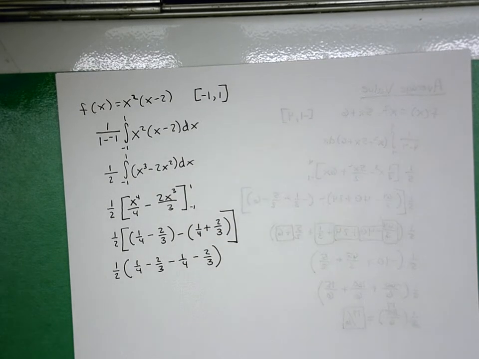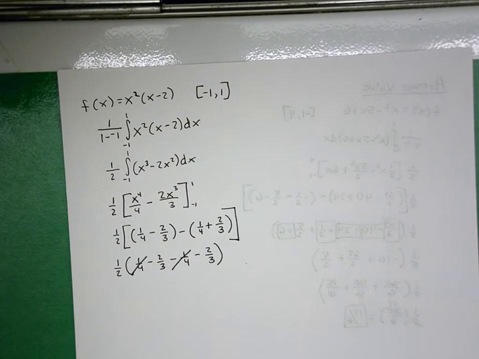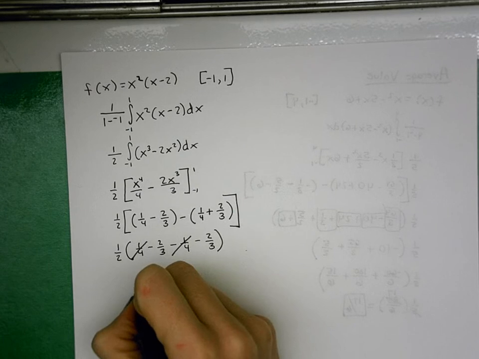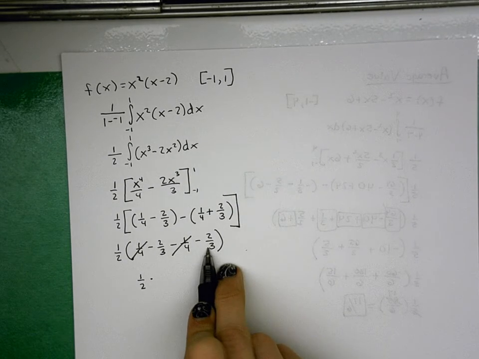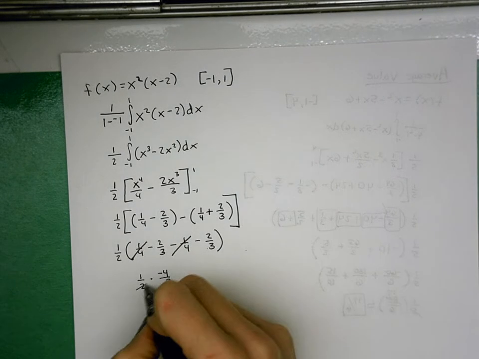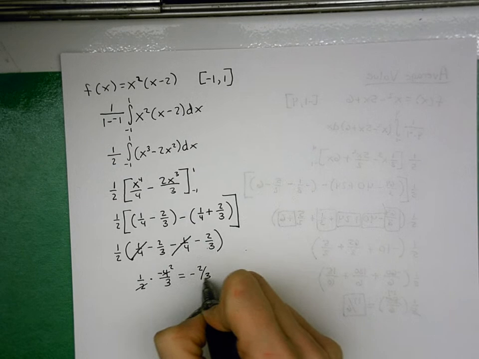And what do you know? When we take that step, I notice that my 1/4s simplify. 1/4 minus 1/4 is 0. So I'm left with 1/2 times -2/3 minus 2/3 is -4/3. And the 2 and the 4 would cross simplify, leaving me with -2/3.